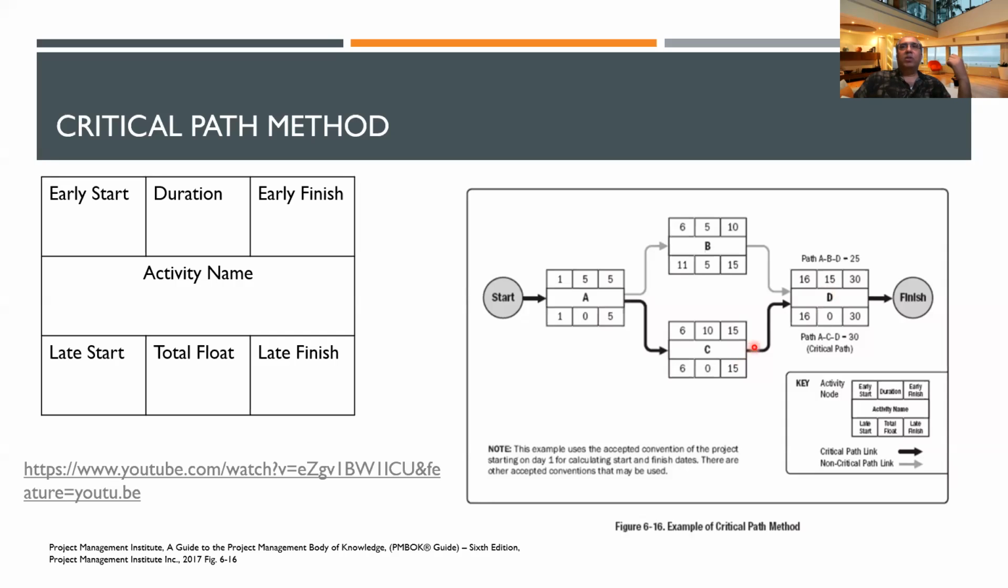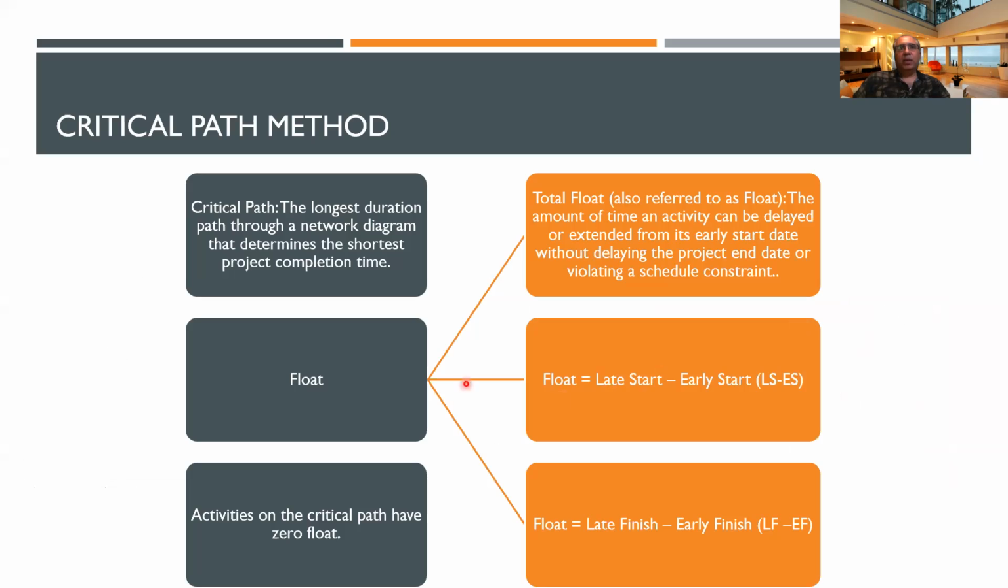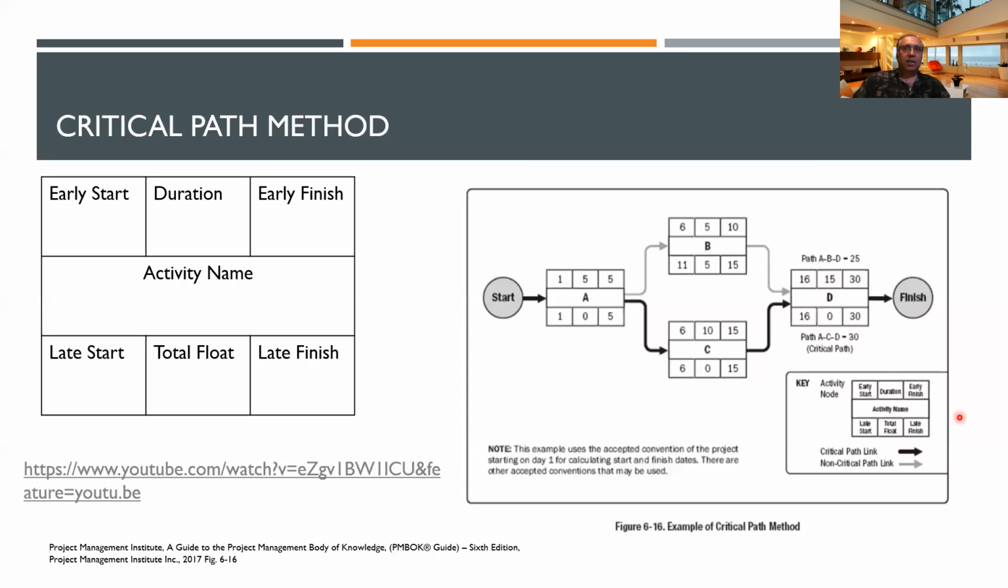So you need to be clear about your activities, and you need to be clear about how to do forward pass and backward pass. That way, you are able to calculate the critical path. You can understand what the float is, right? And as we mentioned here, activities on the critical path have zero float. So that is the concept of zero float. There are several ways you can see what the critical path is.